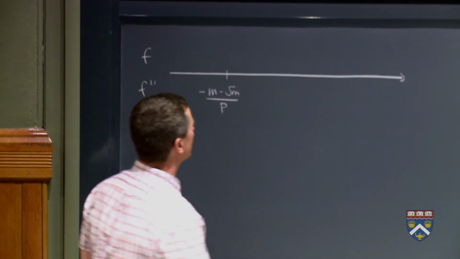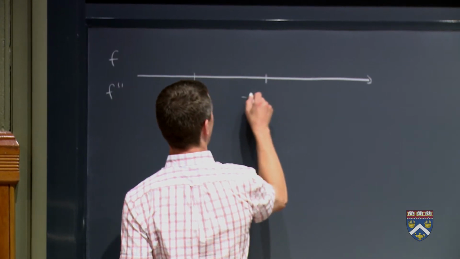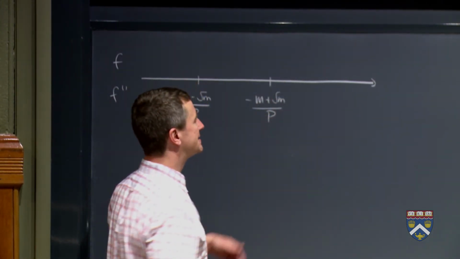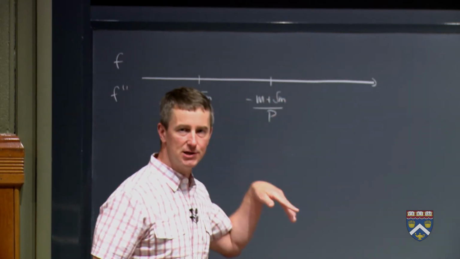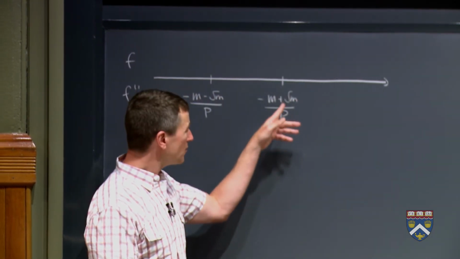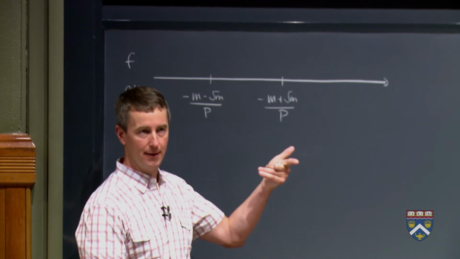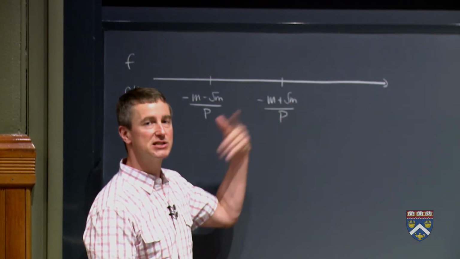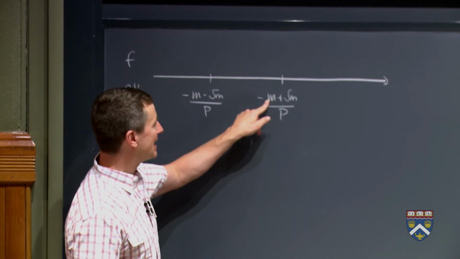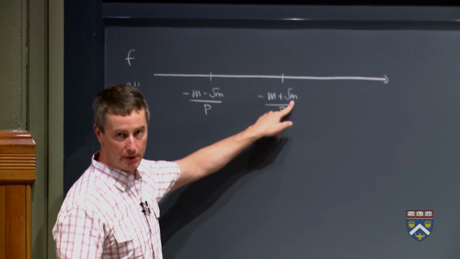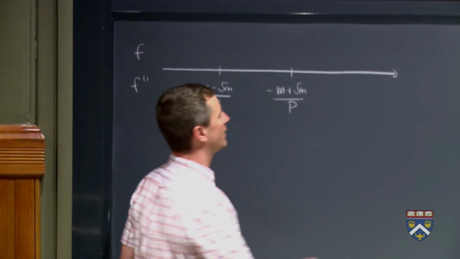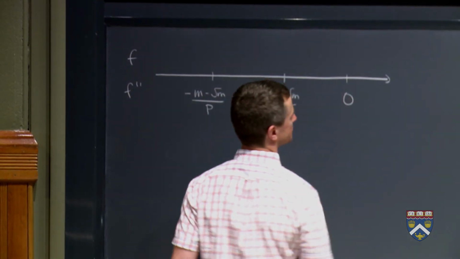Now what about this root, this one here, negative m plus root m over p? Is that less than 0 or is that greater than 0? We know m is bigger than 1. And if you take the square root of a number bigger than 1, you get a smaller number. So when I take negative m and I add only root m to it, that's not enough to make the numerator positive. So this is still negative, and then we get 0 out here.